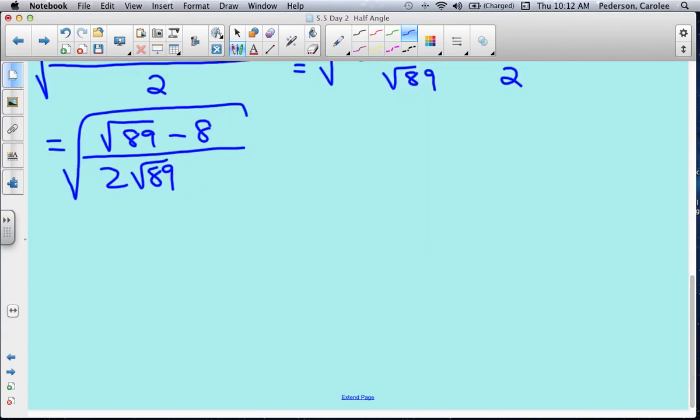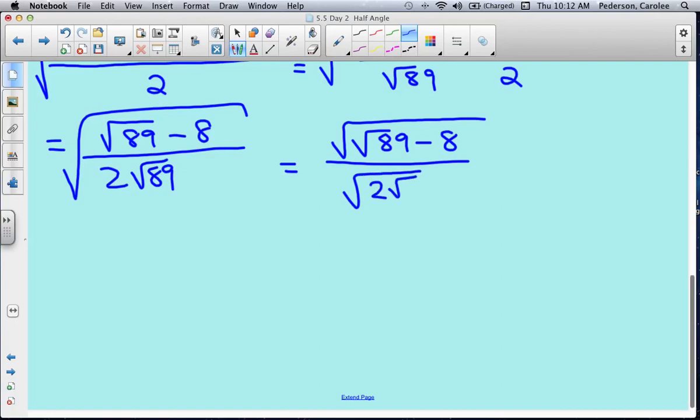Now we can split up that radical into 2 radicals. You know what, for me, I'm okay if you leave it as it is. Yeah, the first one is fine. We won't give you one like that. It'll be a little nicer.